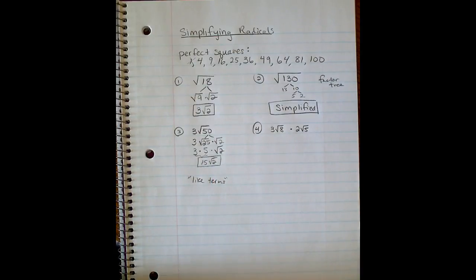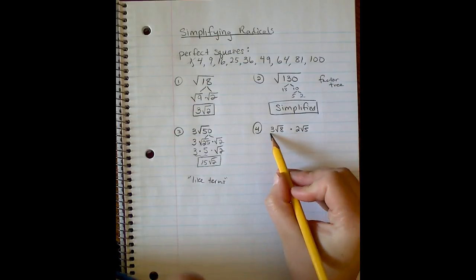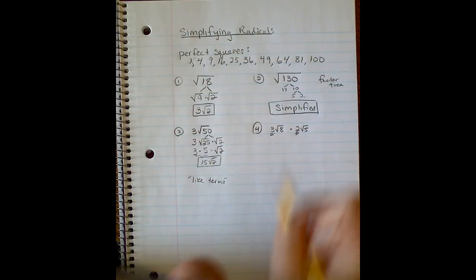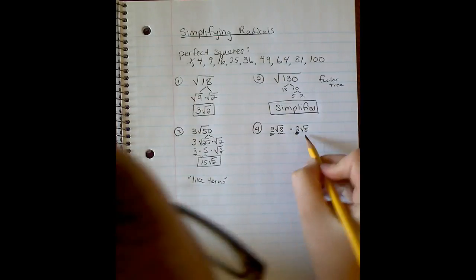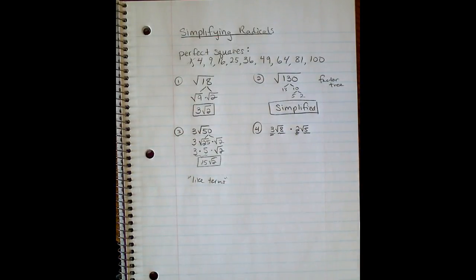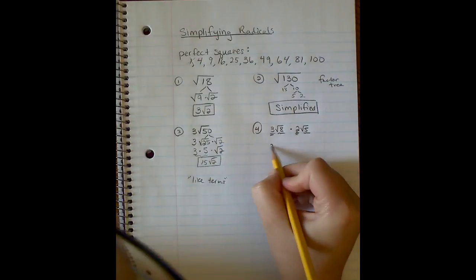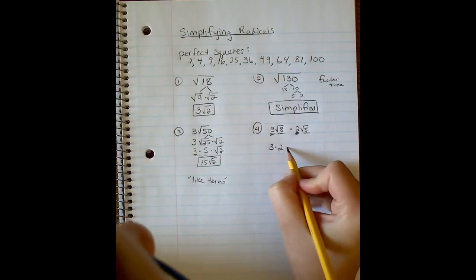Let's try that same concept on example 4. So notice we've got 2 numbers that don't have a radical and then 2 radicals. So the first thing I'm going to do is rearrange this to put my whole numbers together and then my radicals together.